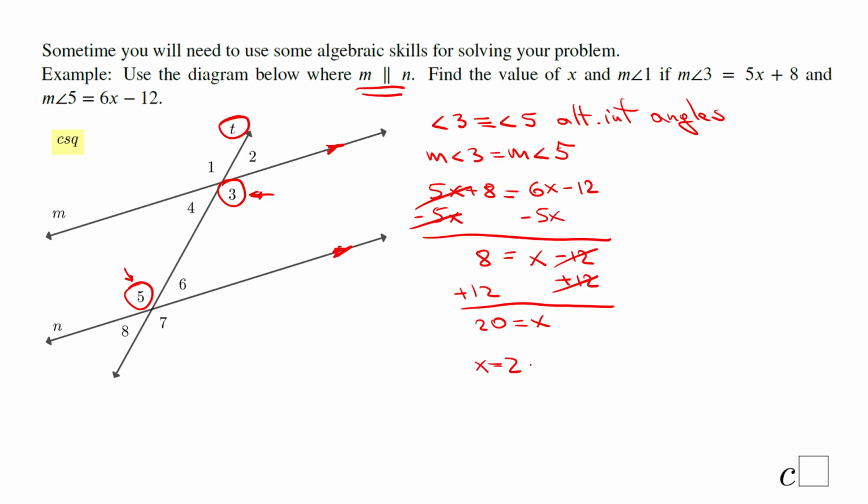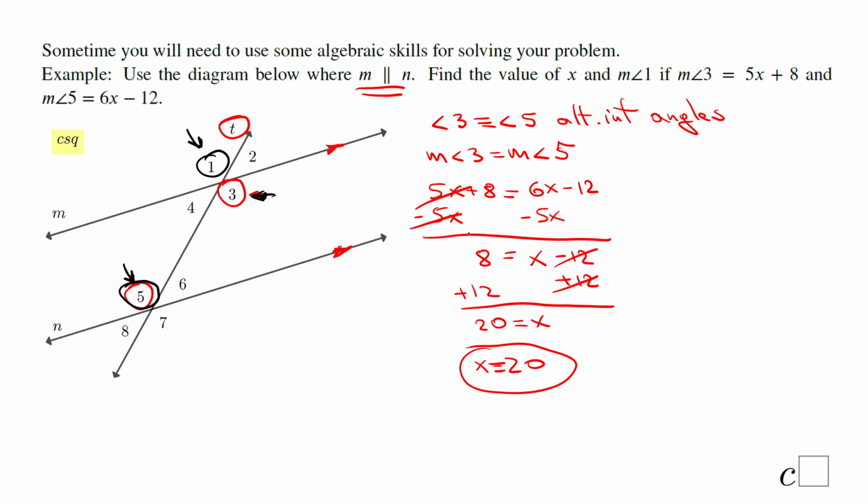So we have the first part of the problem where we found the value of x, and now we have to find the measure of angle 1. If you take a look, angle 1, this one here, what can you say about this angle? You can say, hey, angle 1 and angle 3 are congruent because they are vertical angles, or angle 1 is congruent with angle 5 because they are what?